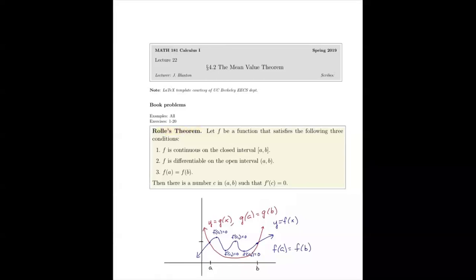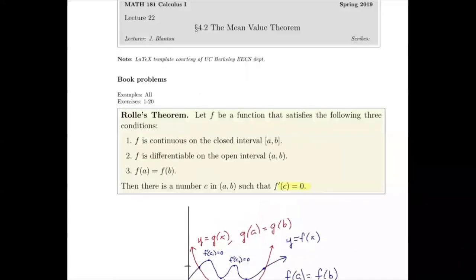To start with the mean value theorem, we have a special case of it called Rolle's theorem. If f is a function that satisfies the following three conditions: one, f is continuous on the closed interval a to b. Two, it's differentiable on the open interval a to b. Three, f of a is equal to f of b. Then we can conclude that there's a number c in the interval a to b such that f prime of c is equal to 0. Interesting. We can conclude that f has a critical number in the interval a to b. That's another way to put that.